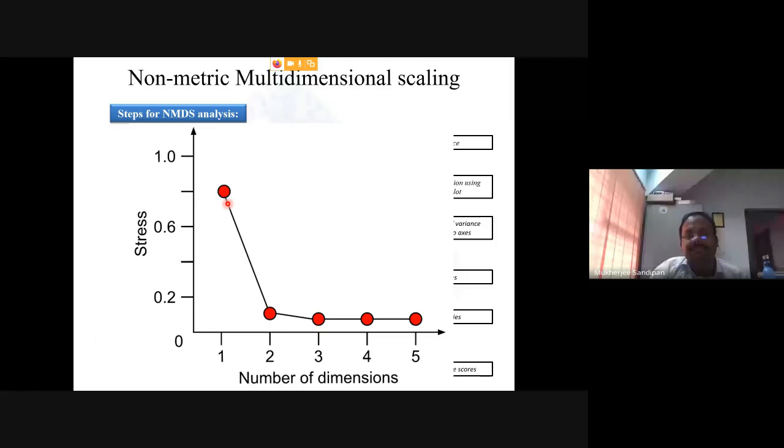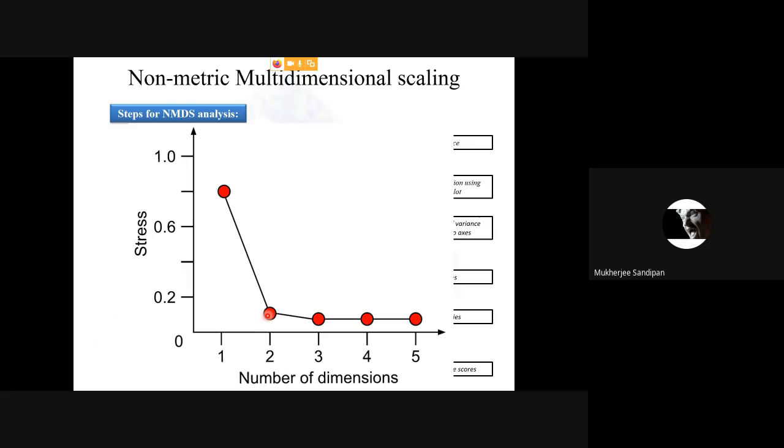In this diagram, you can see that your first hinge point is at dimension number 2. So your preferred dimension for NMDS would be 2. In case for your data it comes to 3, then your preferred dimension for NMDS would be 3. But in this diagram, you can see from this plot your preferred dimension is 2, where you get the first hinge.